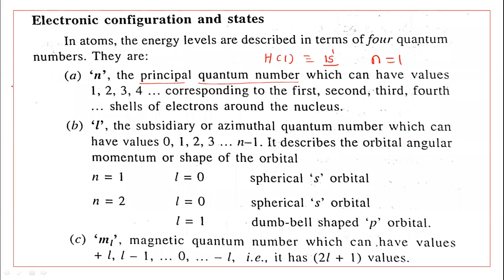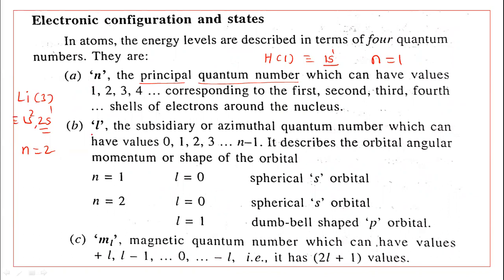For example, lithium. Lithium is having the atomic number 3. So it is having the electronic configuration 1s2, 2s1. Now here n equal to 2, principal quantum number n equal to 2. So this is the first quantum number, principal quantum number n.